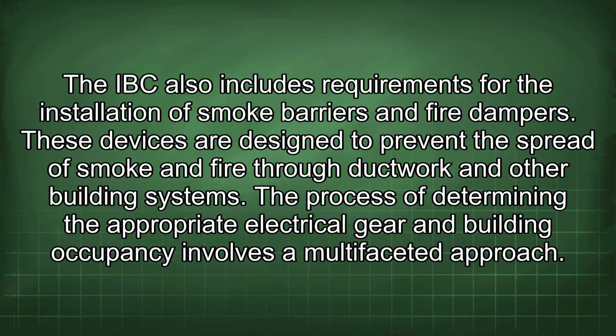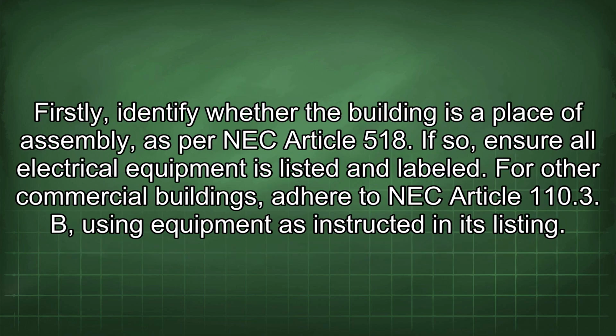The process of determining the appropriate electrical gear and building occupancy involves a multifaceted approach. Firstly, identify whether the building is a place of assembly, as per NEC Article 518. If so, ensure all electrical equipment is listed and labeled. For other commercial buildings, adhere to NEC Article 110.3(B), using equipment as instructed in its listing.